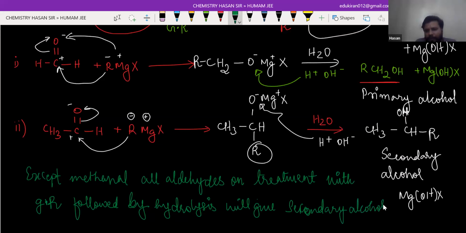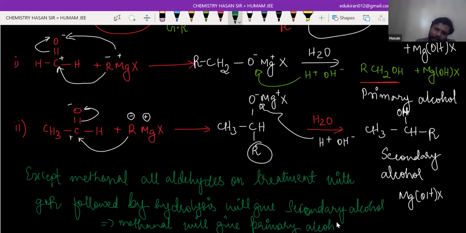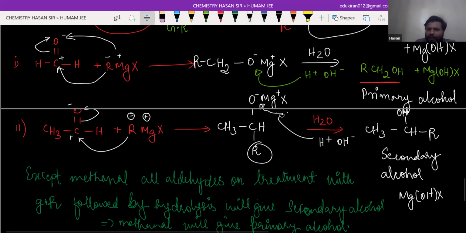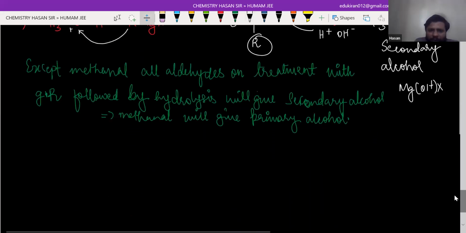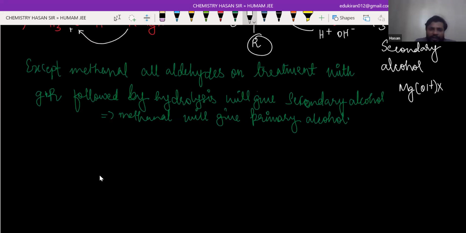And what about methanol? Methanol will give primary alcohol. So very simple it is. Methanol on treatment with Grignard followed by hydrolysis will give primary alcohol. But all other aldehydes, whether it is ethanal, propanal, any aldehyde, will give you secondary alcohol.